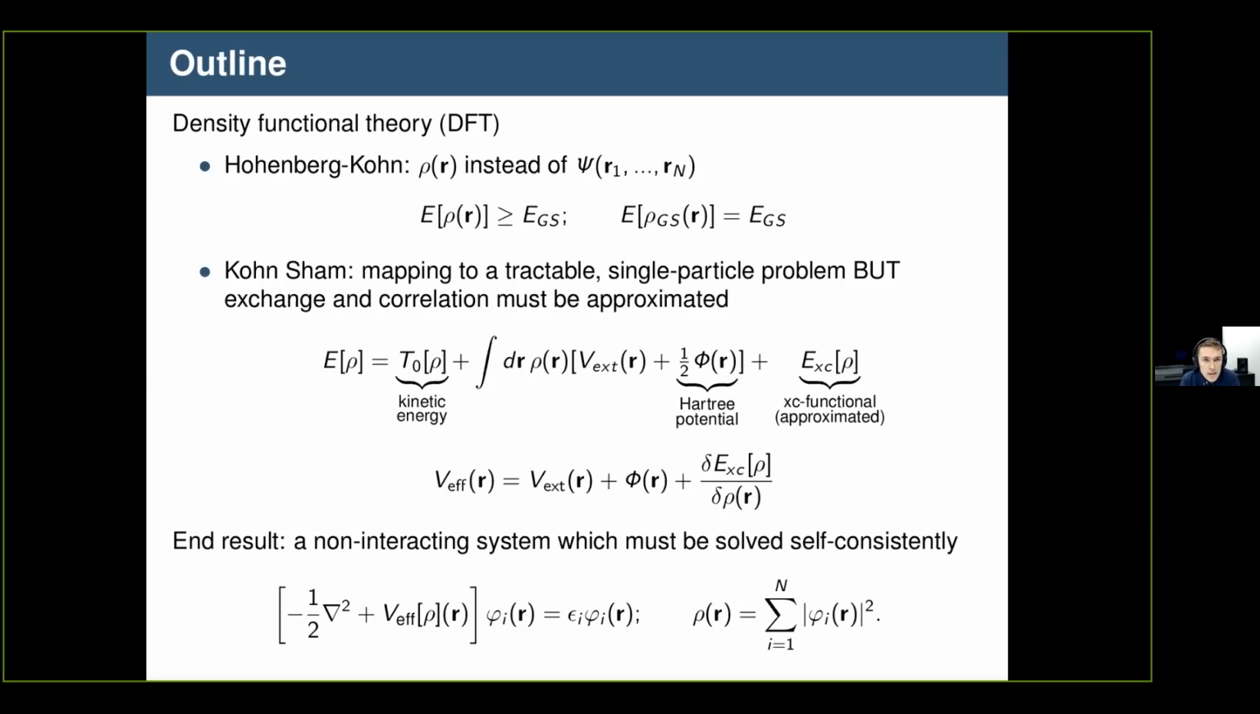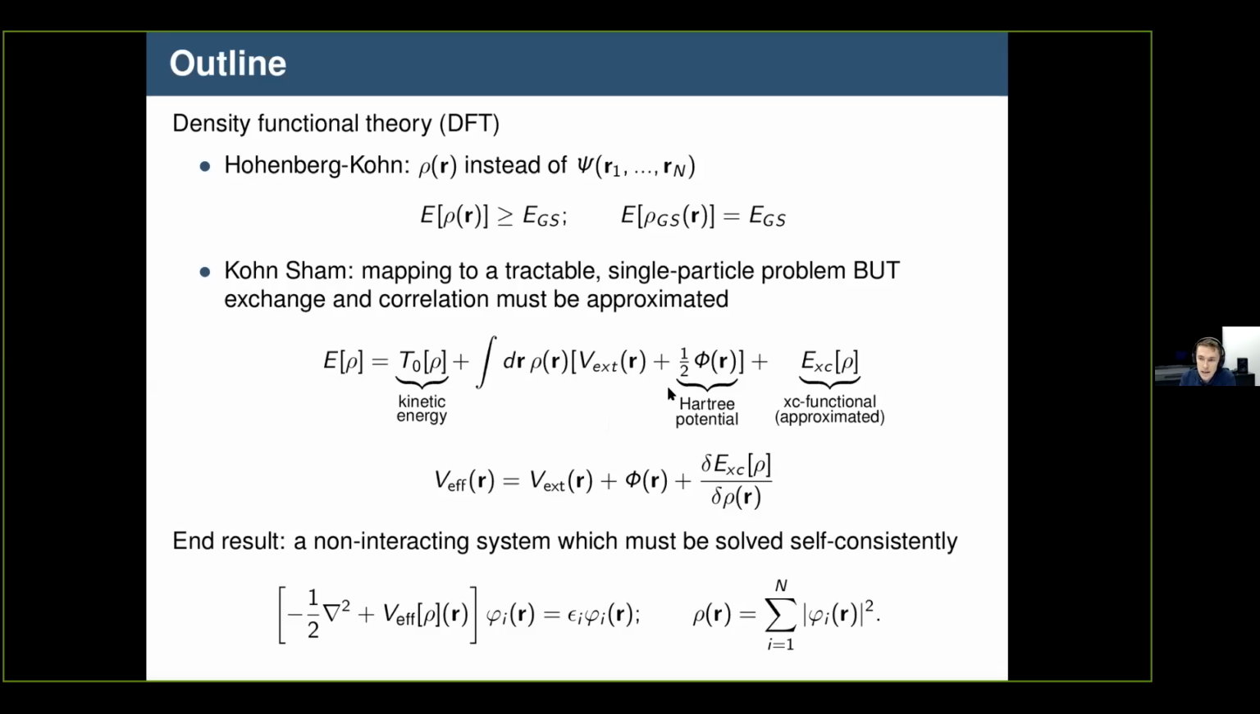This becomes practically a lot more useful with the Kohn-Sham construction. So what they did is they said, well, okay, what do we know about this potential energy functional? We know there's going to be a kinetic energy term. Here I've lumped in all of the nuclear terms, so I'm not going to think about nuclear motion or anything like that. All of those terms can just be absorbed into some sort of external potential, which can be written as a multiplicative potential.